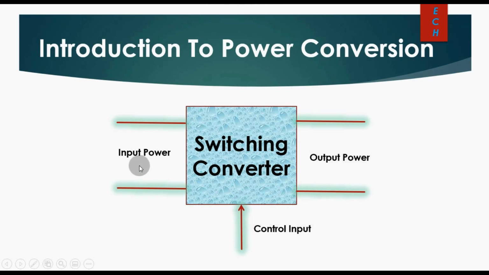So basically we have four elements in power conversion technique. One is input power. Here we have some source. Then we have switching converter. It converts power from one form to another form. Then we have output power. This goes to the load, and then we have control input. It controls both source and load, both input power and output power, right?